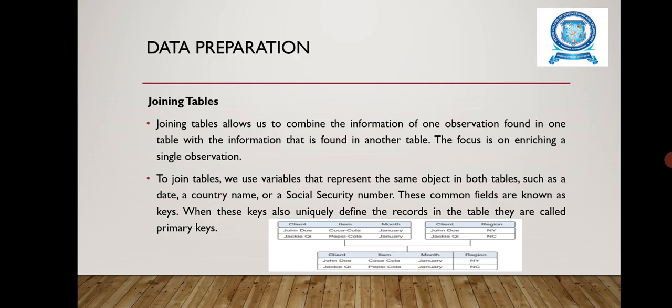To join the tables, we use variables that represent the same object in both tables, such as a date, a country name, or a social security number. So these common fields are known as keys. When these keys uniquely define records in the table, they are called primary keys.